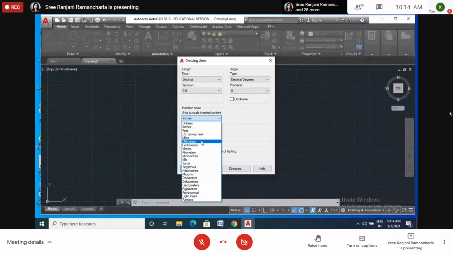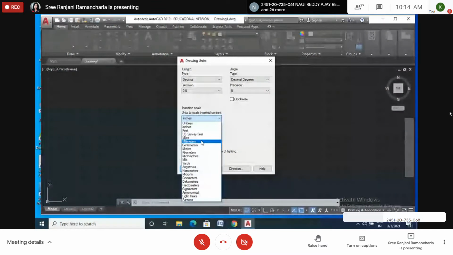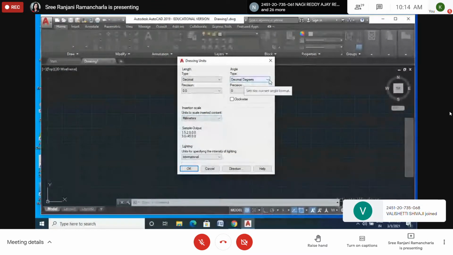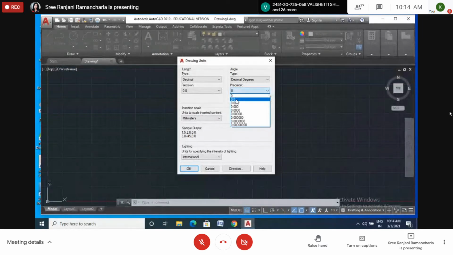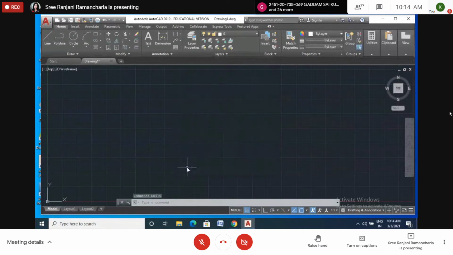Okay. And here about the degrees, the angle. Here also we require only decimal degrees. Don't bother about all these. Don't take all these. We'll take only decimal degrees. And precision, here also I want to take one digit after decimal. It's clear now. Okay. Then say okay. We set the units now.